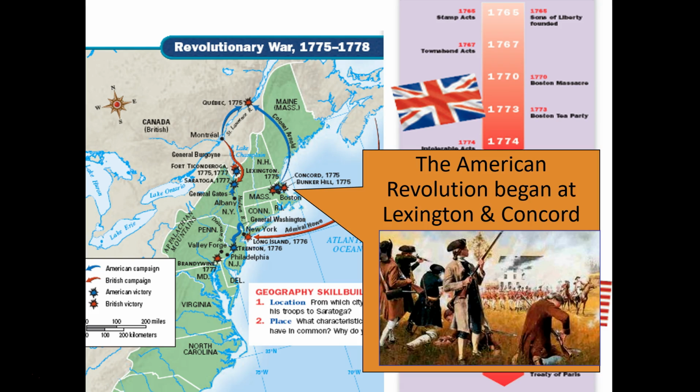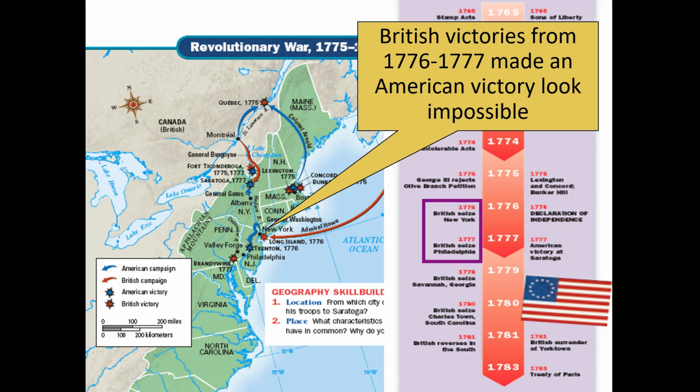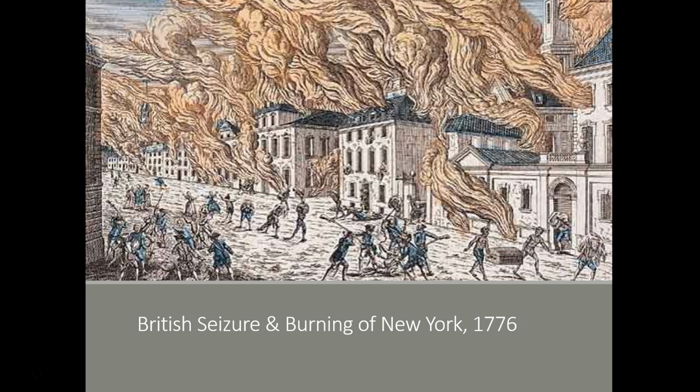So the revolution begins at Lexington and Concord, 1775. British victories in 1776 and 1777 really take a toll on colonial morale. American victory is starting to look impossible. Soldiers are starving because they can't get food, they can't get supplies. Things are looking pretty dire for the colonial military.